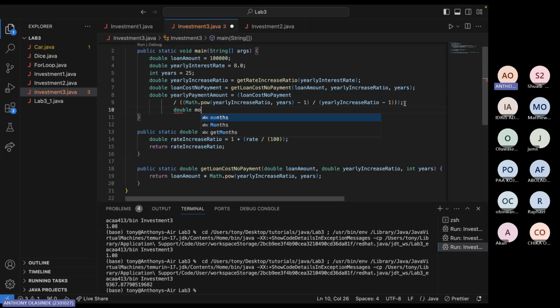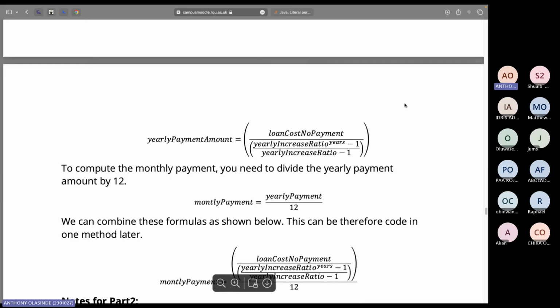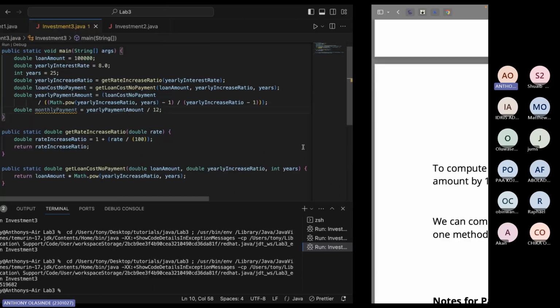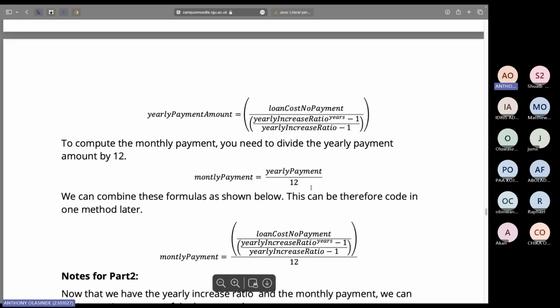Double monthly, it's called monthly payment. Monthly payment equals yearly payment. We already have the yearly payment amount. Yearly payment amount over 12. Right, that should give us the monthly payment.